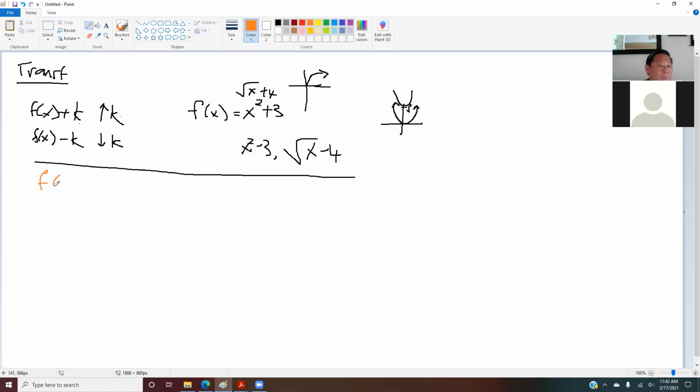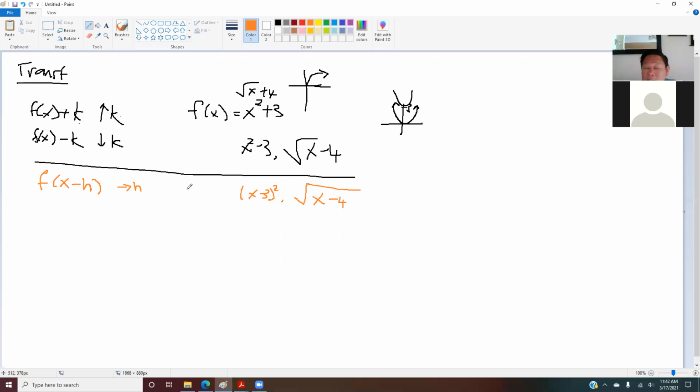If you have the number inside, you go left and right, but the order is switched. So when you have a negative h, you go to the right h units. A lot of people think negative h means you go left, like coordinates. Negative means you go left, but for inside, you move right. For example, x minus 3 squared or square root of x minus 4. Do you see the difference between the black one and the orange one? Yep, I can see it.